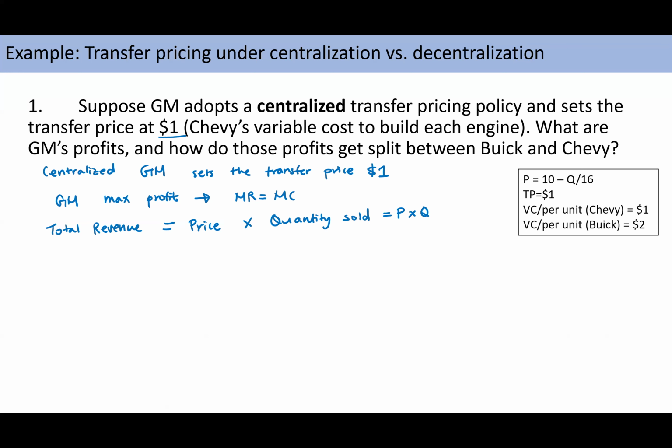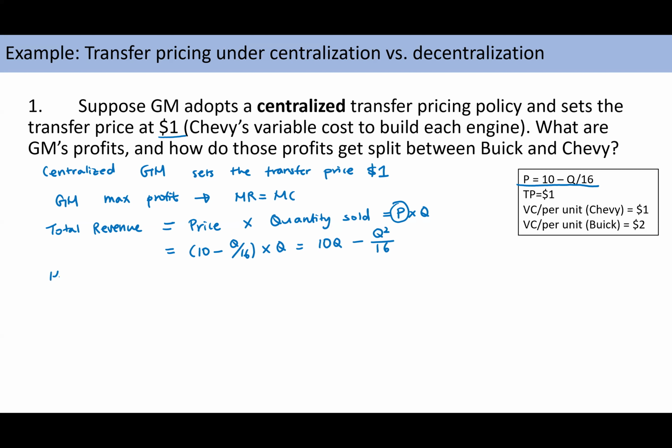Now we know what P is equal to from the demand function here. P is equal to 10 minus Q over 16. So let's plug that in. 10 minus Q over 16 in place of P, times Q. So now we have a total revenue function that is just explained in terms of Q. So it's 10Q minus Q squared divided by 16.